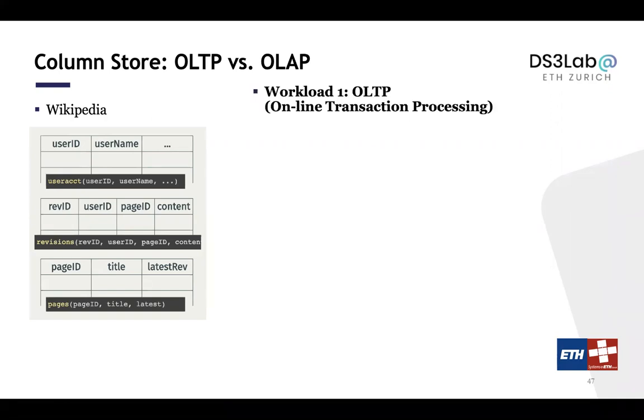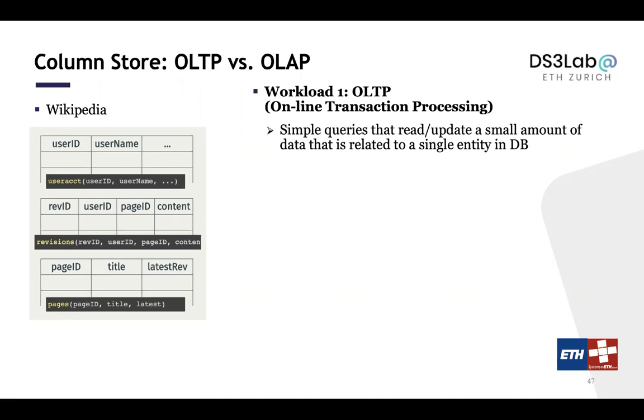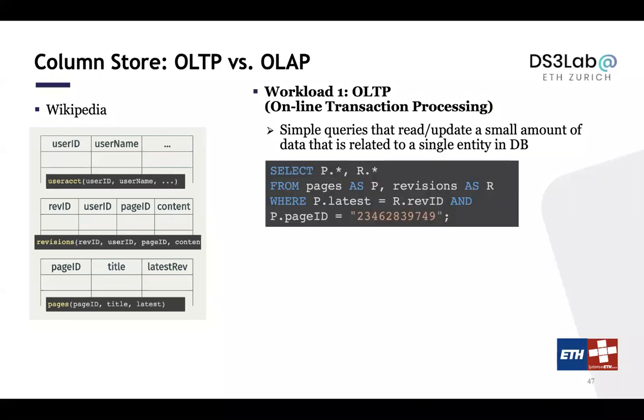Here's one example. Assume I have a database storing the information on Wikipedia. I have the user account, I have the revision of the article, and I have pages, which correspond to one wiki article. In the OLTP type of workload, a single query just reads and updates a small amount of data related to a single entity in the database. Because I care about a single entity, whenever I'm writing a query, I often need the information of the whole row.